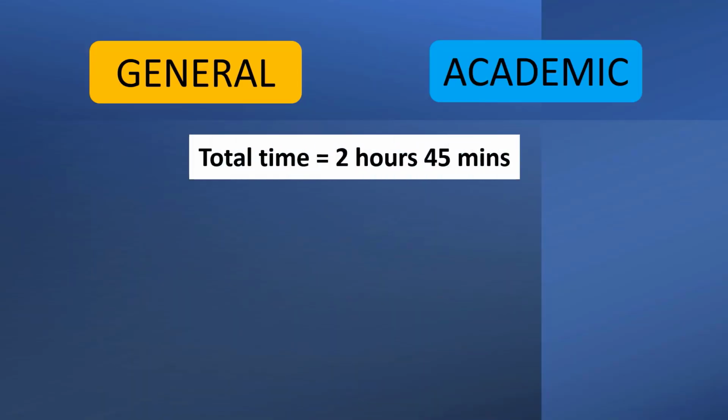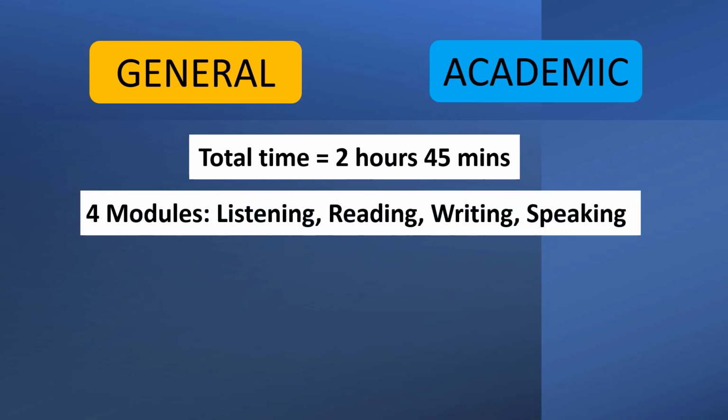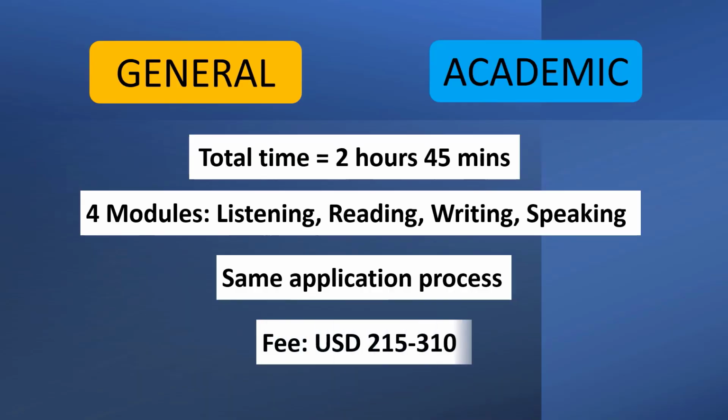Yes, this video is about the differences between the two types of IELTS, but there are some similarities too that I'm going to share with you real quick before we dive into the differences. The total time allowed for both tests is the same. It's 2 hours 45 minutes and they both have the same modules: listening, reading, writing, and speaking. They have almost the same application process. You will just need to specify which IELTS version you want to apply for when you start your application. They both have the same fee, which is between $215 to $310 US, depending on the location of the test.